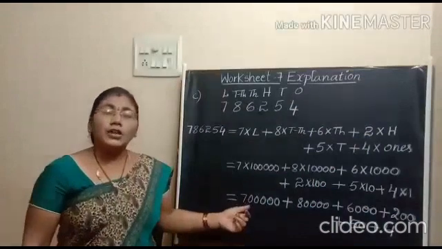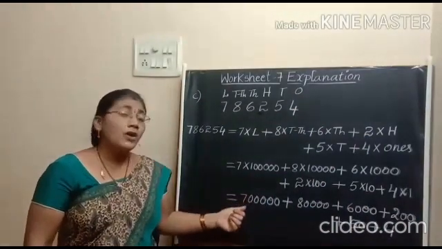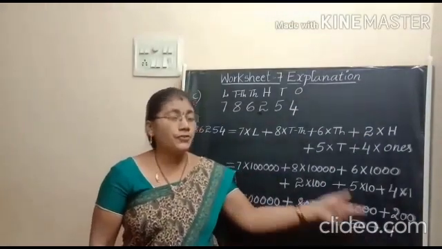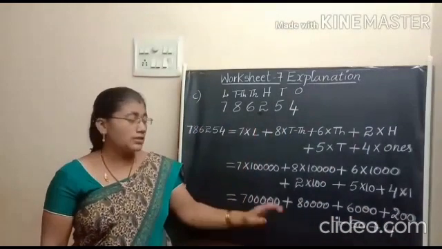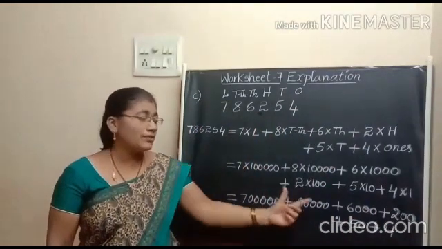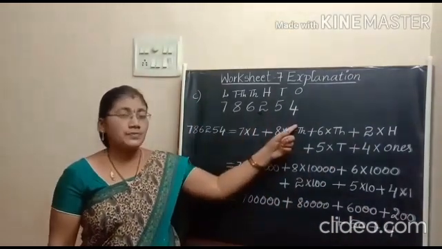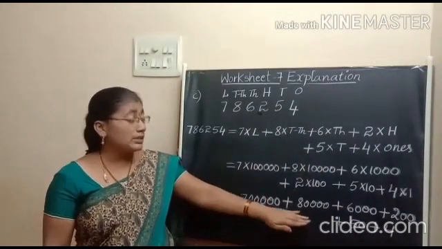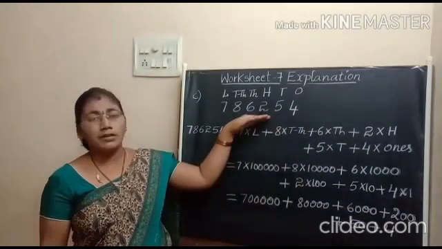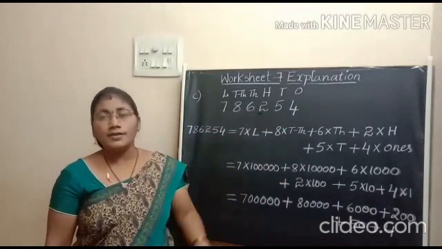So now we have the form of sum of the place values of these digits. This is called the expanded form of this number. Is it clear, children?